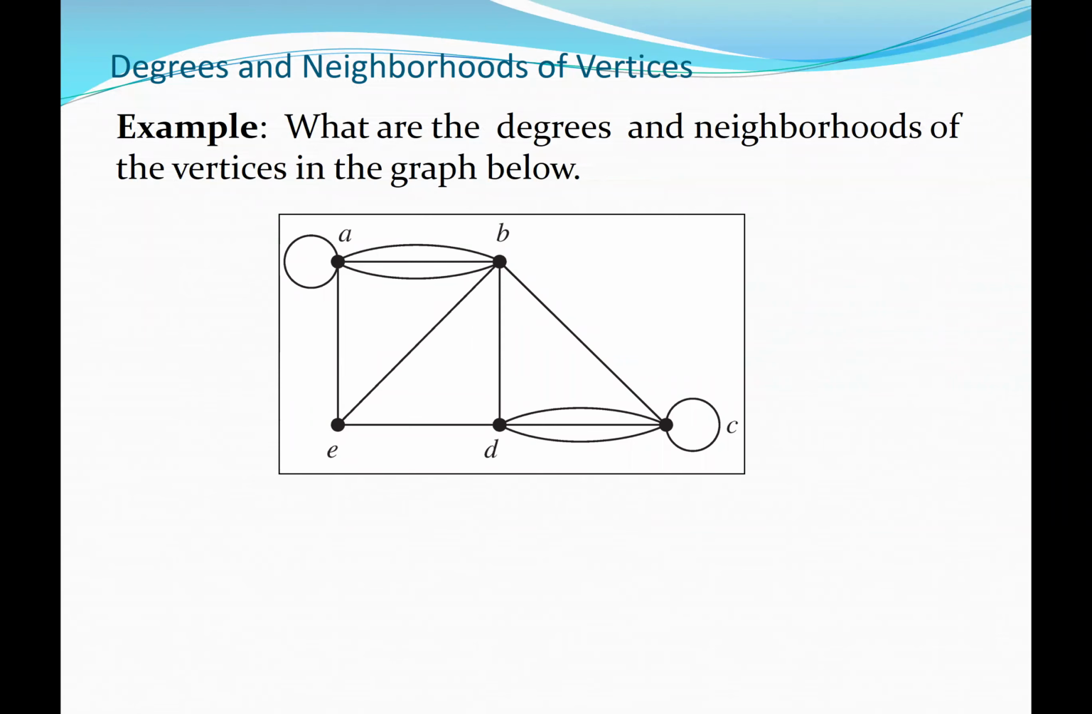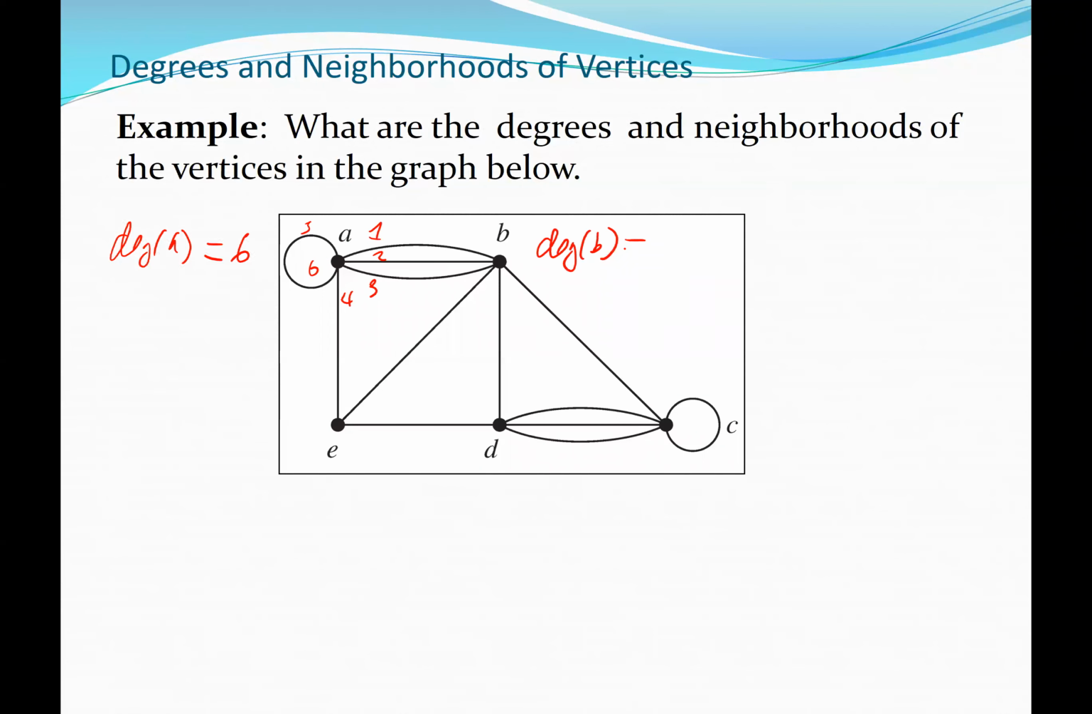So here's the example. Let's take a look at the degree and neighborhood of the vertices in the graph below. All right. Let's focus on the degree first, starting with A. Let's count the number of edges incident with A. So we have 1, 2, 3, 4, and the loop counts twice, so I'm going to put 5 and 6. So the degree of A is 6.